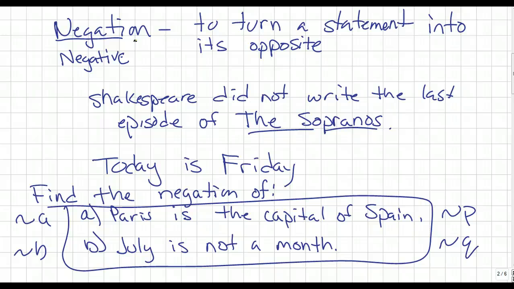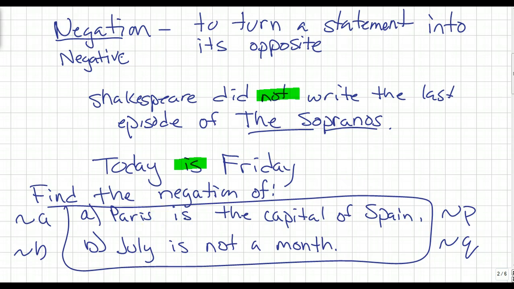Okay? So an example of this is Shakespeare did not write the last episode of The Sopranos. That was that first statement we made, and we turned it into a false statement by inserting the word not. The second statement was, today is not Friday. Well, we made it into a true statement now by taking out the word not. Now it is, today is Friday. So these two are examples of negation.